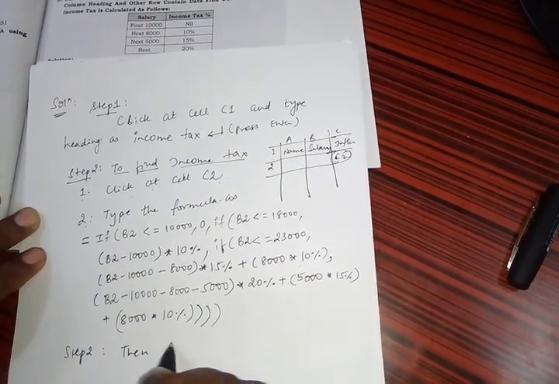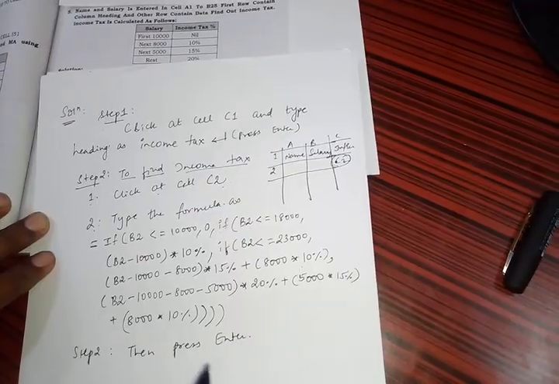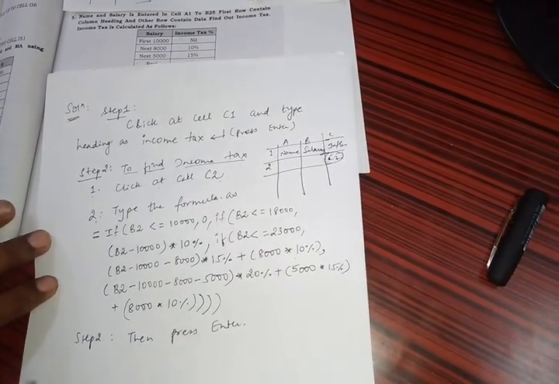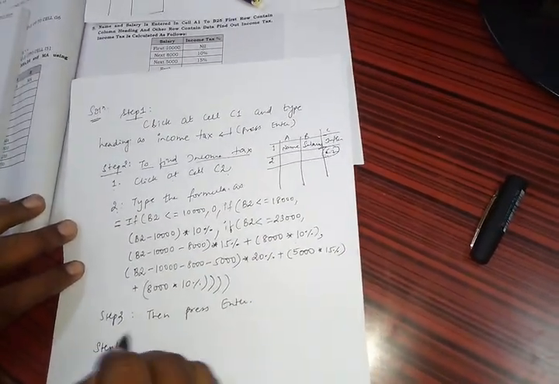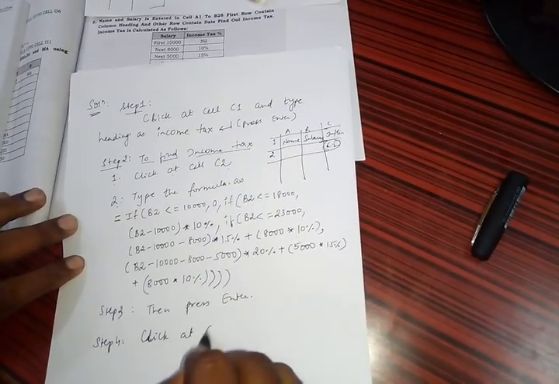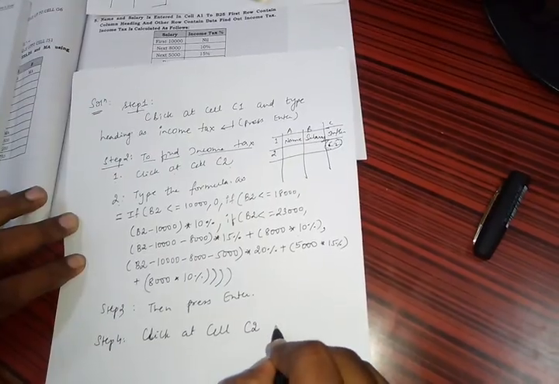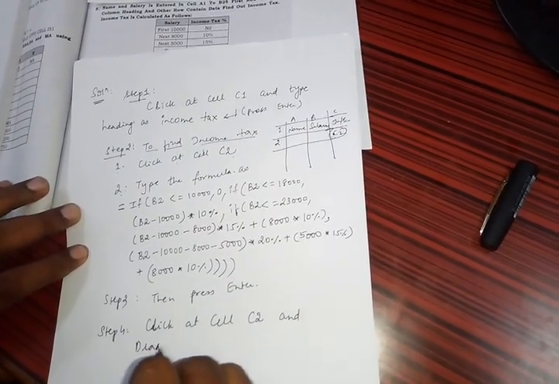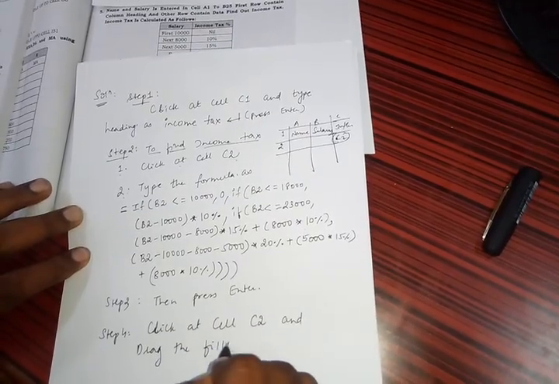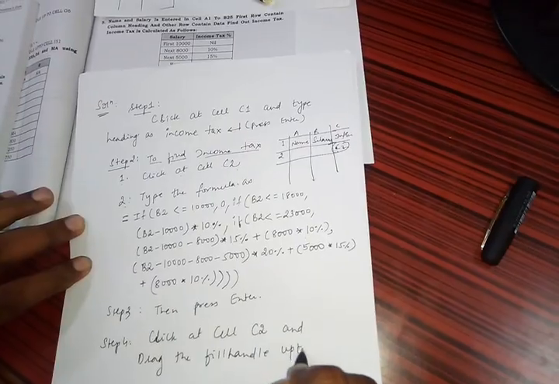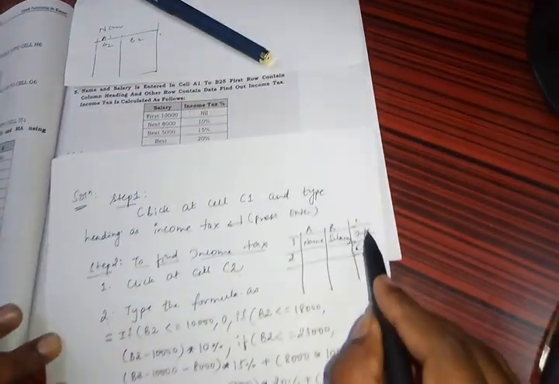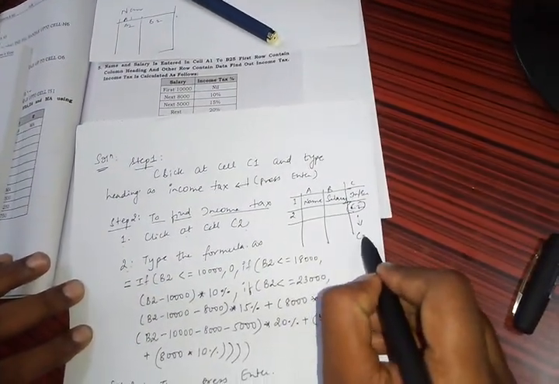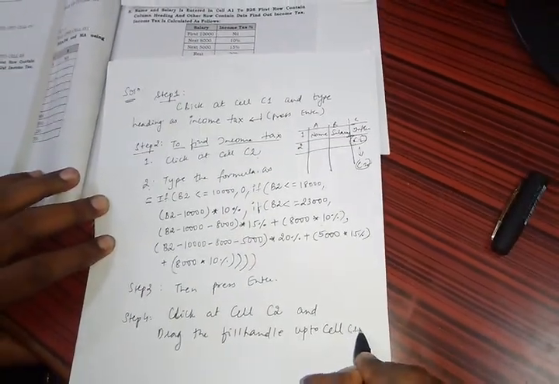So step 3, then press enter. Now this is step 3, sorry, the last step, step 4: click at cell C2 and drag the fill handle up to cell, because we need to reach up to B25, so the cell will reach up to C25. That's it.